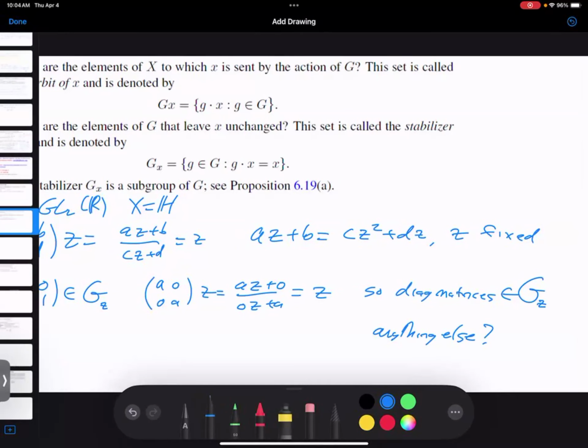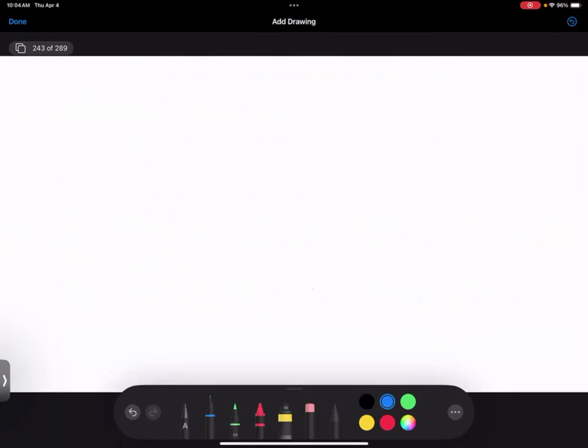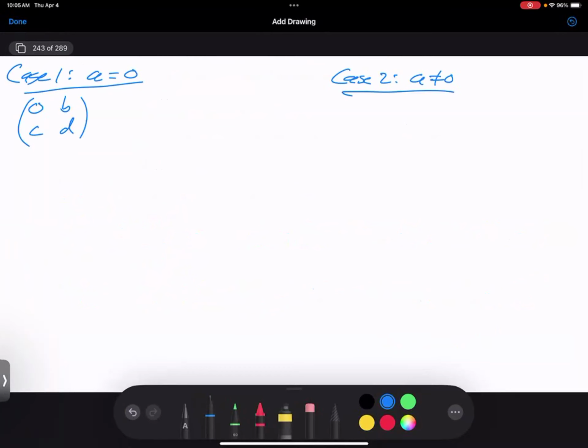I want to just talk a little bit about how you might attack this. I claim there's 2 cases. Case 1, A equals 0. Case 2, A does not equal 0. So if A equals 0, then our matrix is going to be of the form (0 B; C D). If A does not equal 0, it's of the form (A B; C D). And when it acts on Z, we get (AZ + B)/(CZ + D).